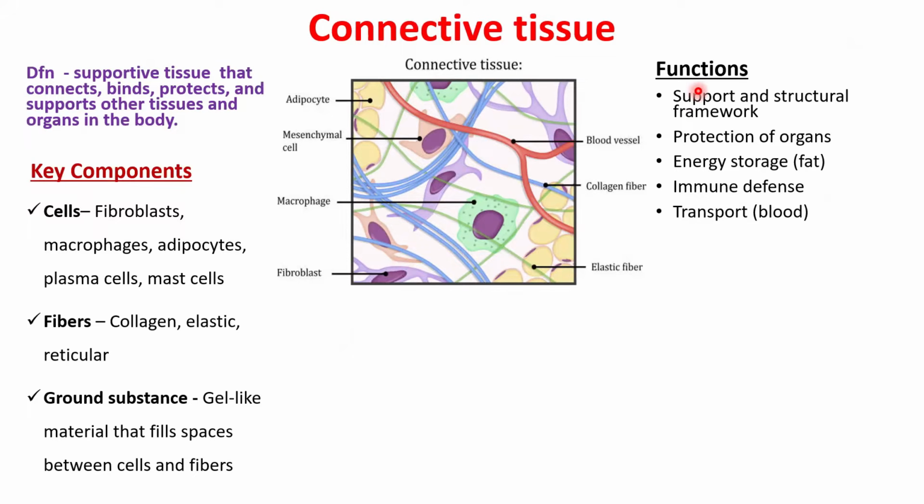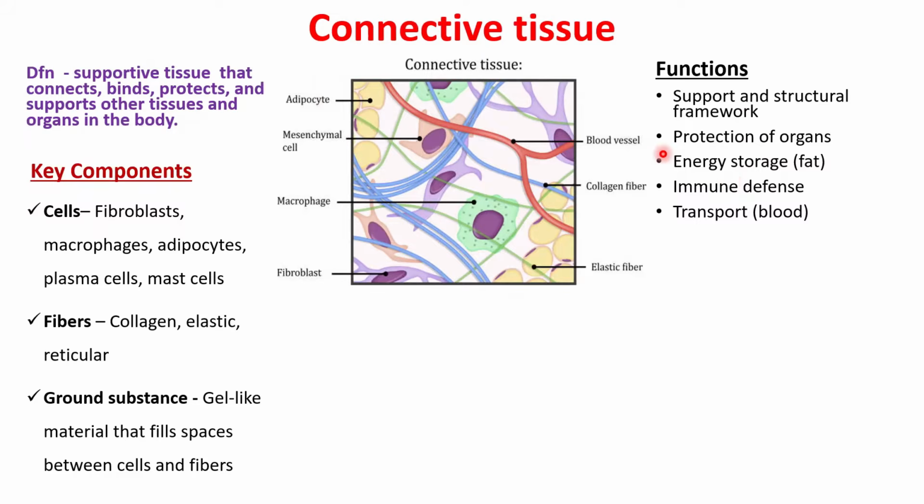So what are the functions of this connective tissue? From the fibers, it provides support and a structural framework to tissues. The other one is that it enables protection of organs. Given it has adipocytes, it will store fat, that is energy storage. And it will contain some cells, for example the macrophages and the mast cells, which have immune function, so they act as immune defenses of the body.